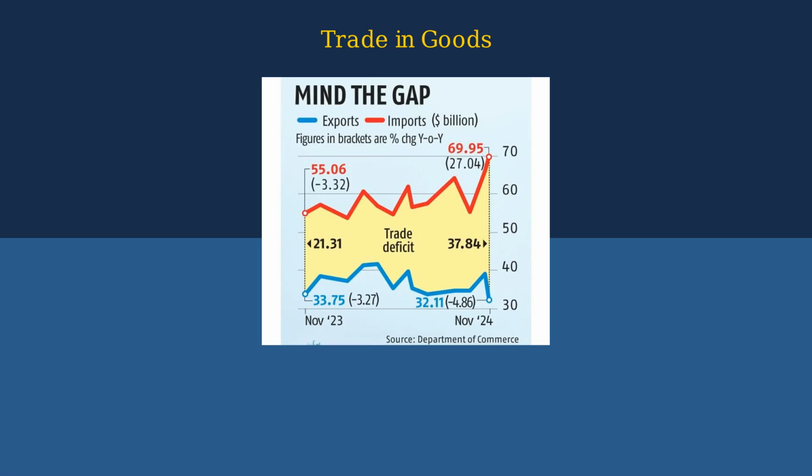Let's examine the first component, trade in goods. India has consistently maintained a merchandise trade deficit. In the fourth quarter of 2024, the merchandise trade deficit widened to $79.2 billion, compared to $71.6 billion a year prior.